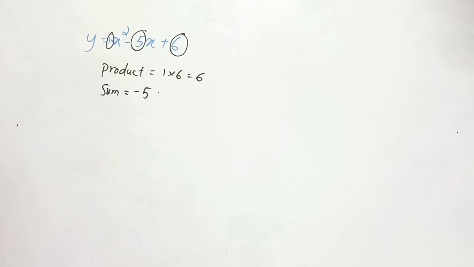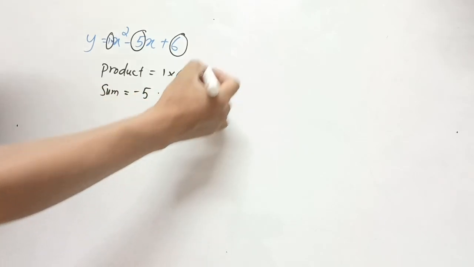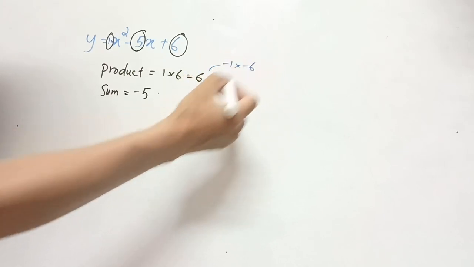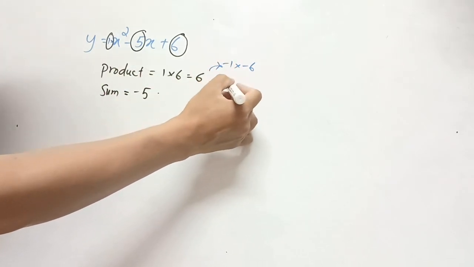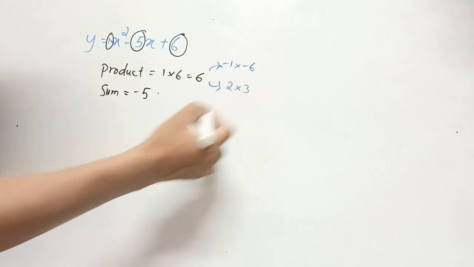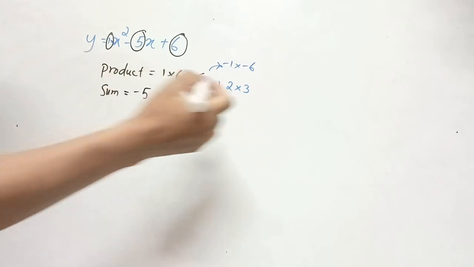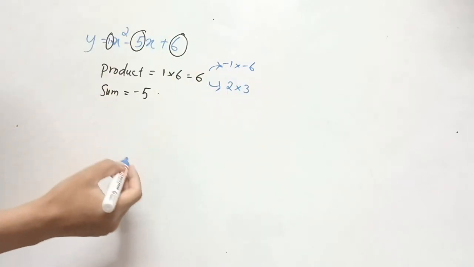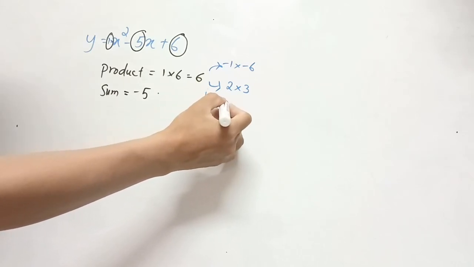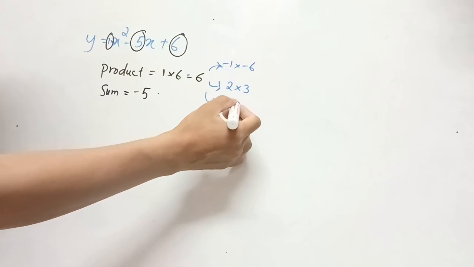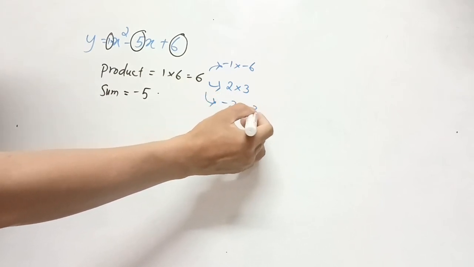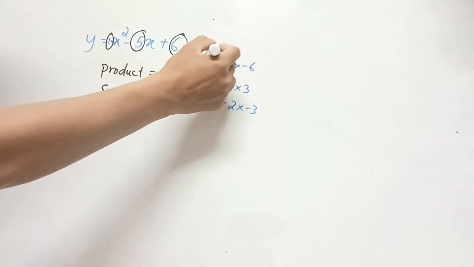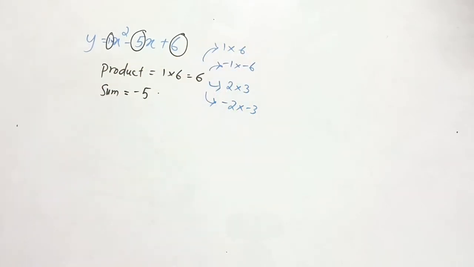After this, we need to look for combinations. We need to split this negative 5 into two numbers, two parts, by considering the product equal to 6. The first combination that I have is negative 1 times negative 6, and the second combination is 2 times 3. The third combination is negative 2 times negative 3, which will give you again a product equal to 6, and the final one is 1 times 6, which will be again 6. All these combinations will give you a product equal to 6.